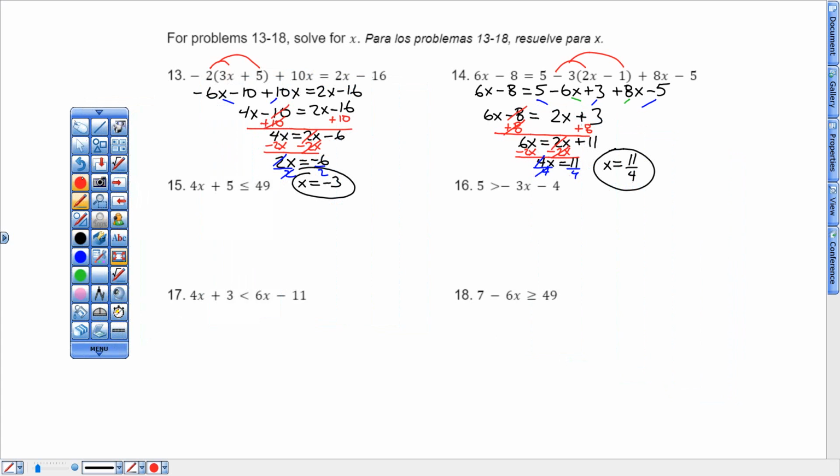Solving inequalities. I'm going to get rid of this 5. That gives me 4x less than or equal to 49 minus 5, is 44. Opposite of timesing is dividing. Don't change that inequality. It gives me x less than or equal to 11.